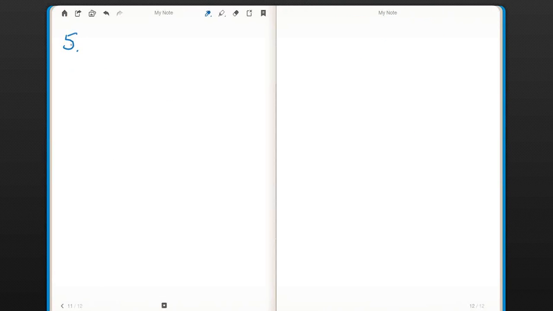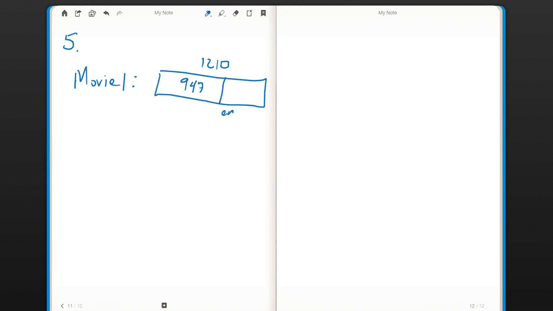Number 5, a movie theater has 1,210 seats. During the first movie, 947 seats were taken. So let's look at movie 1. And again, there may be many ways to make a drawing, and how I do it isn't always the way you're going to see it first, and that's perfectly fine. According to our information, a movie theater has 1,210 seats, and 947 of them are taken, and these, of course, are empty.